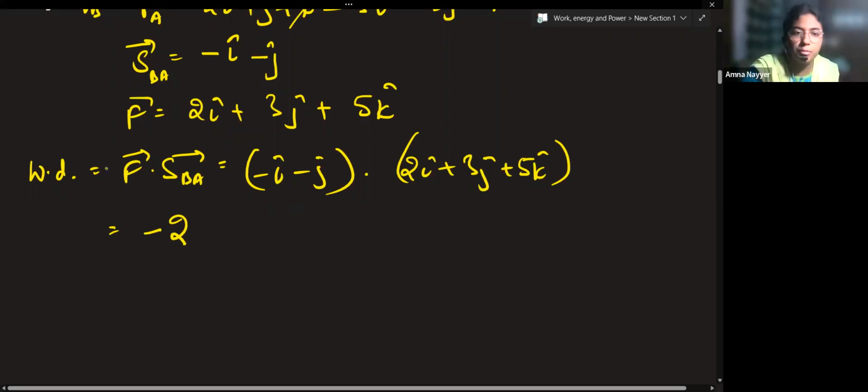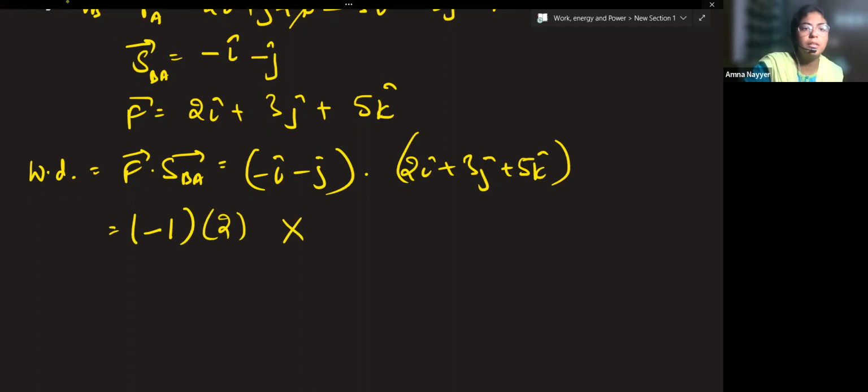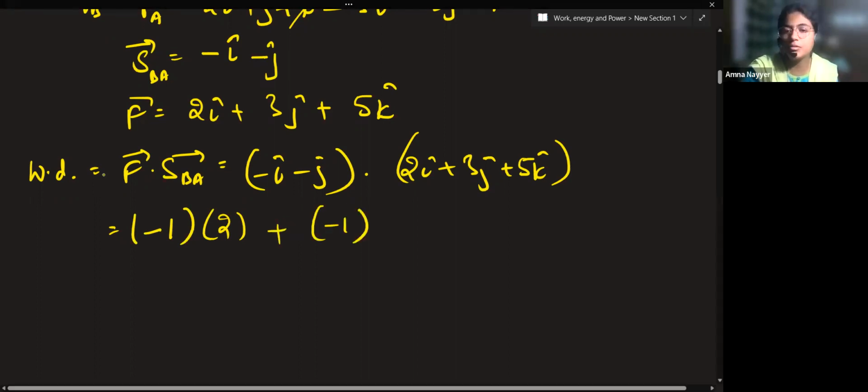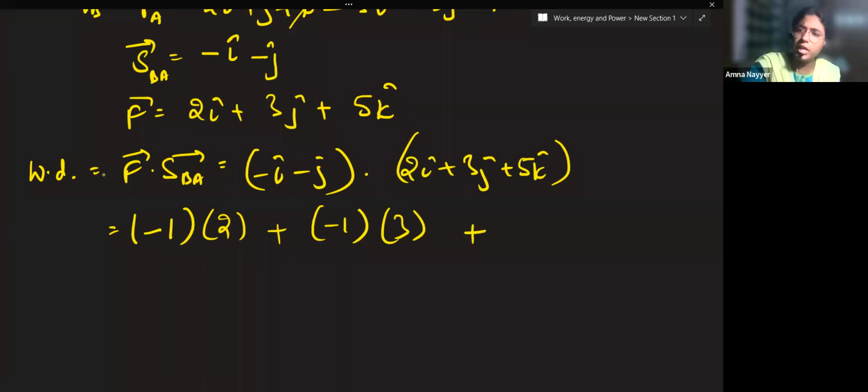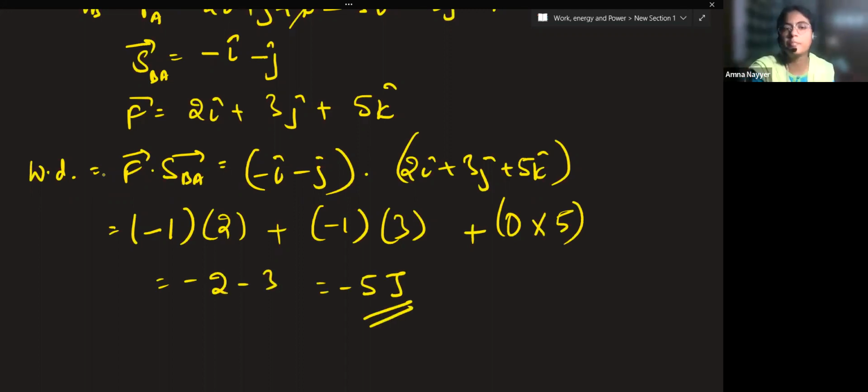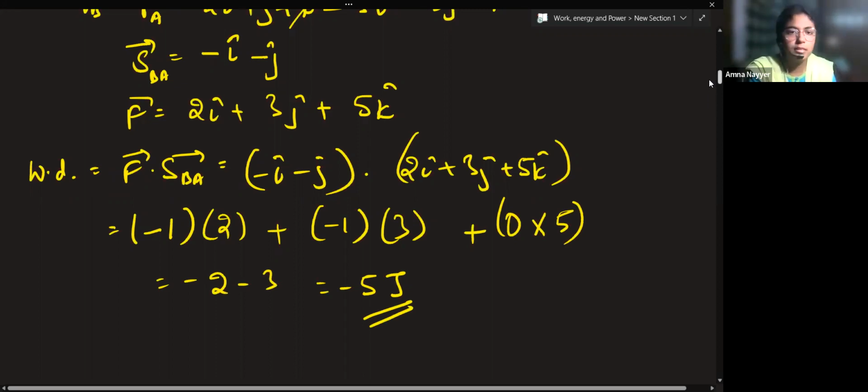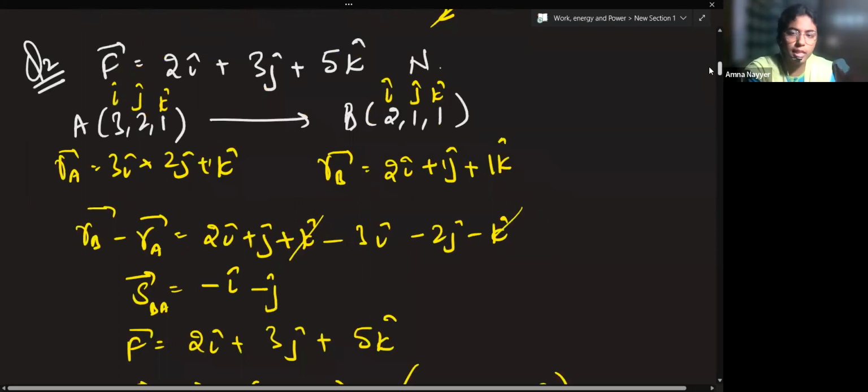Similarly, coefficient of I cap here is -1, coefficient of I cap there is 2. So this becomes 1 into -2. Then plus coefficient of J cap -1, coefficient of J cap 3, plus coefficient of K cap: there is no K cap over here, so 0 coefficient multiplied by coefficient of K cap here 5. So we are left with -2 -3, that gives -5 joules. Clear? Note this down. Any doubts you have in here?